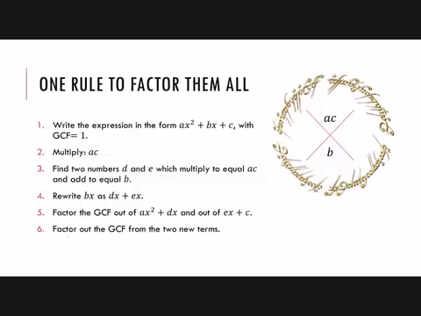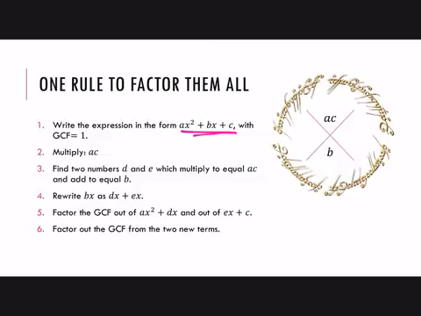First, you want to write your quadratic expression in the form ax squared plus bx plus c, and you also want to make sure that the greatest common factor for all three terms is 1. If it's not, then that's your first step. You want to factor it out, and then just deal with whatever's left.